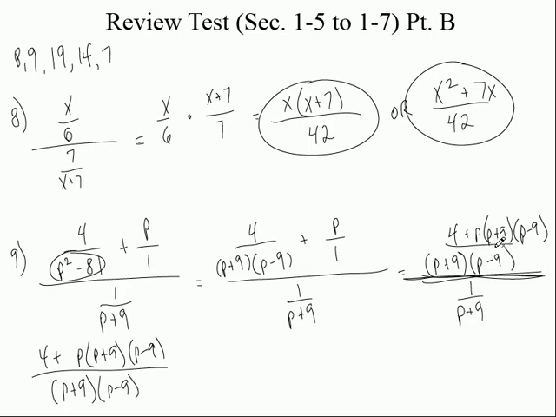All I did was just rewrite the top. Do you see that? I really haven't done anything. I just take the top and I keep it the same. But instead of dividing by this, what do? Multiply by the reciprocal. So it's p plus 9 over 1.